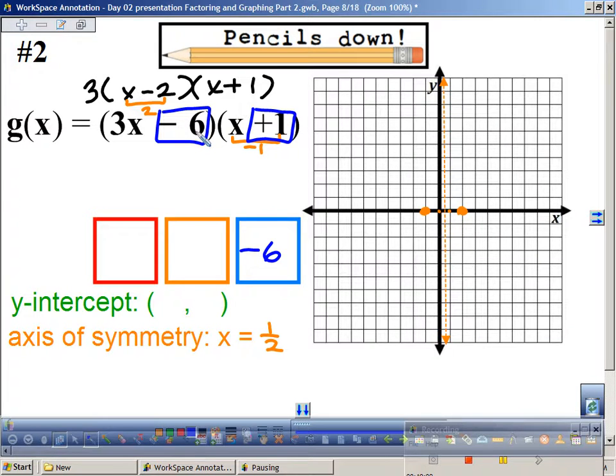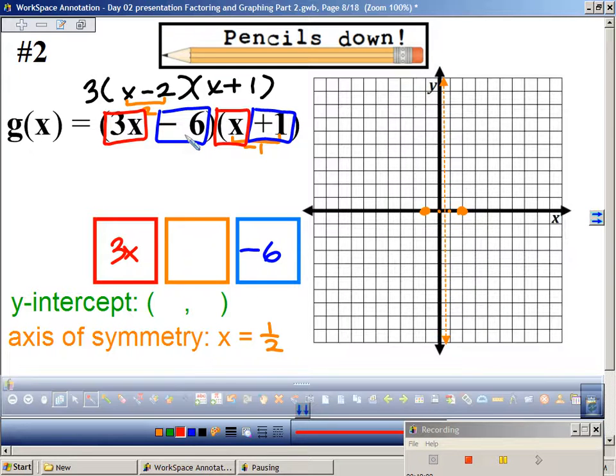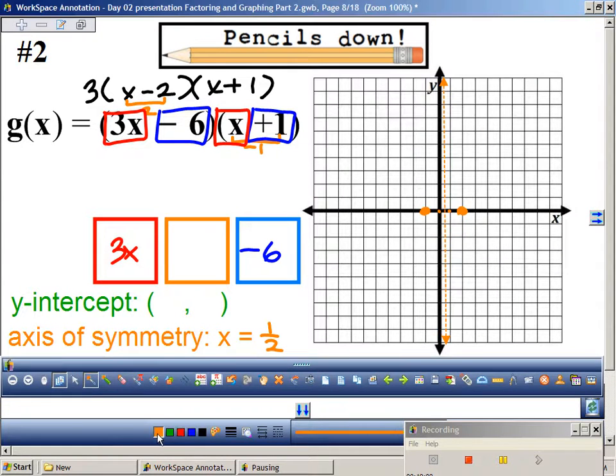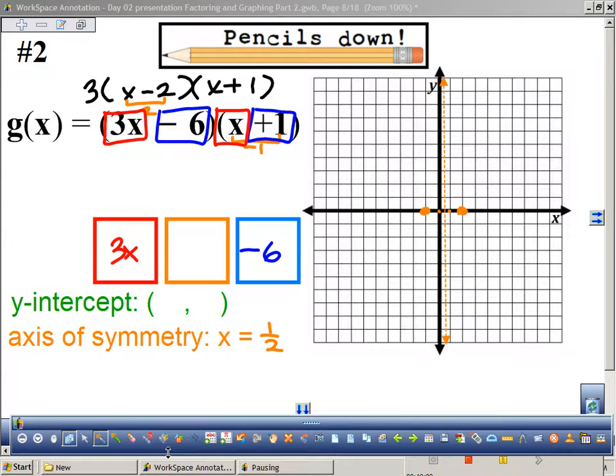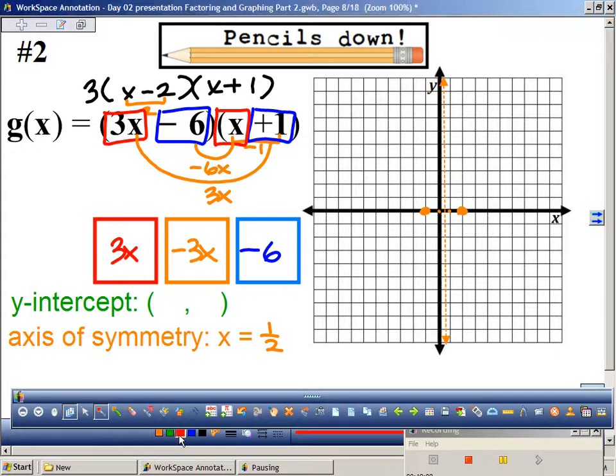Okay, so -6 times +1 is -6. 3x times x, that's how we FOILed the last one, right? The first times the first is 3x squared. The last times the last is -6. Hold on. -6x and 3x makes -3x. And this is squared. Sorry.